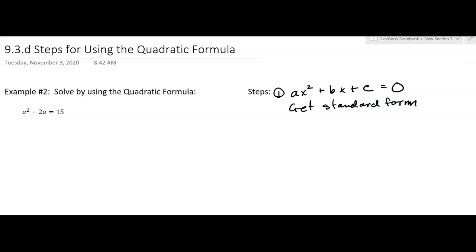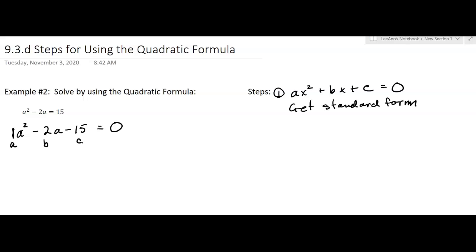Okay, so you can see over here on our problem that 15's in the wrong place. So we've got to get it on the other side. Whoops, it'll be minus. Okay, now we have it set to 0, and we can see what a, b, and c are. Now, the a is a 1, so that's going to be my a. The b is -2, and the c is -15.